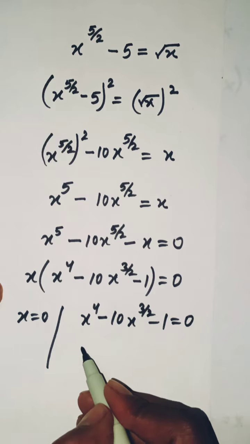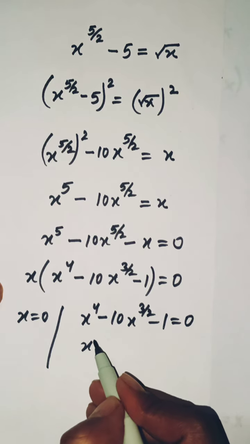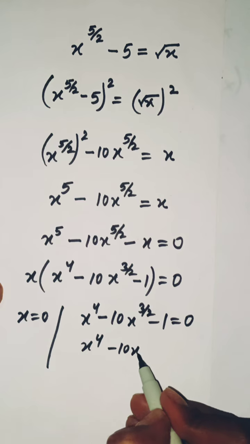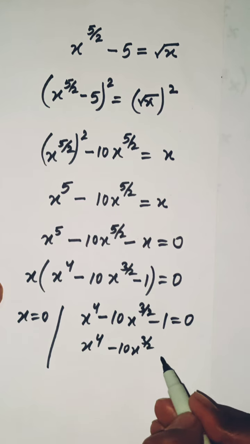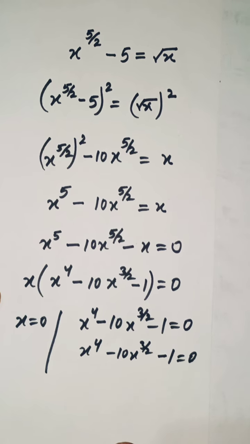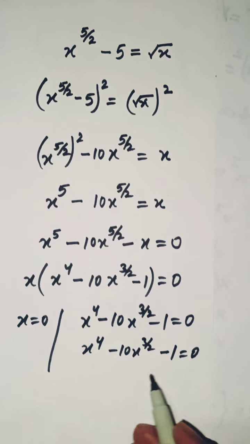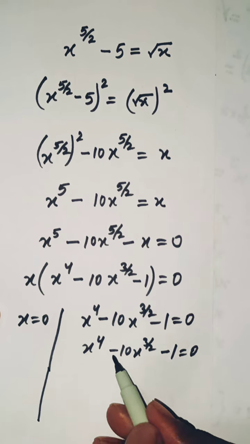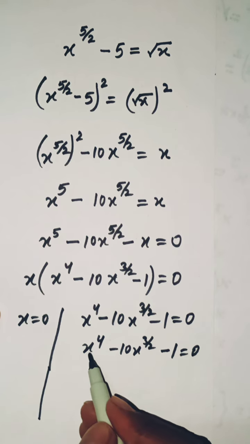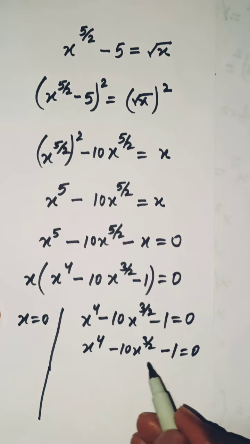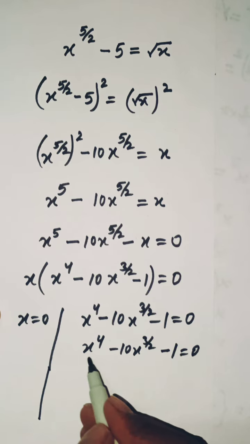So here we have x to the power 4 minus 10 x to the power 3/2, that should be equal to 1. So please let me know if you know the answer for this. What I can do here, we'll check whether it is a quadratic equation or not. If it is not, we can put a trial value. This should be equal to 1.